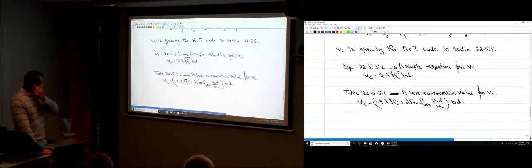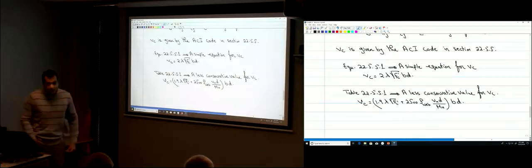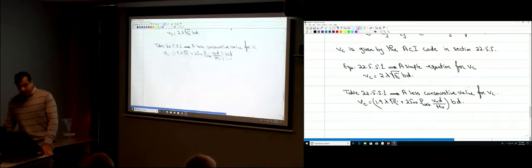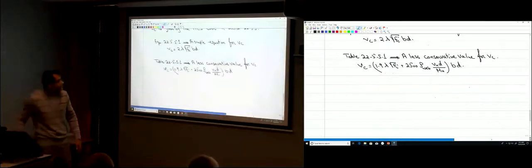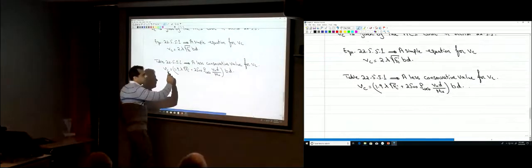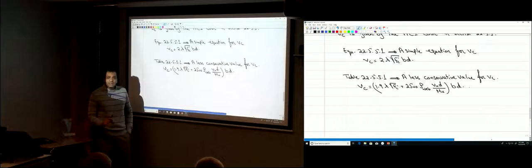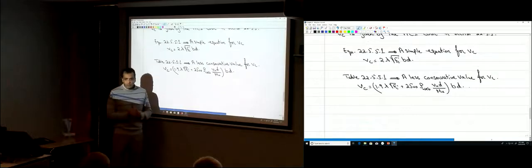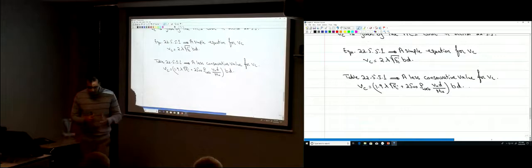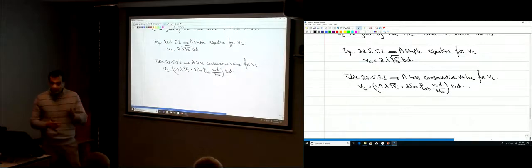Now, this is VC. There is another couple of equations that give you VC. This is the magnitude of VC. Those equations here are the magnitude of VC if you only have a shear force and a bending moment. What if you have normal force as well with them? If you have normal force with the shear force and the bending moment, like in frames, the equation for VC will be different.